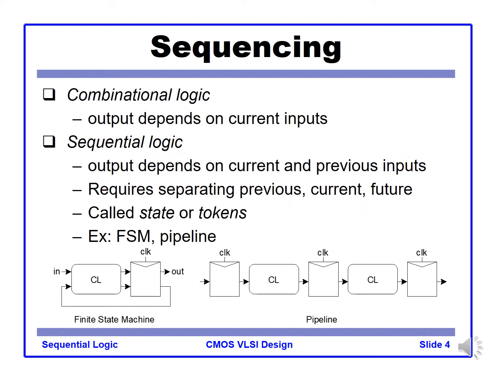So sequencing is different from combinational logic. In combinational logic, the output is only determined by the input, x and y, and that gives us the output. But in sequential logic, other than input, the output also depends on the current status. Depending on the current status, for the same input, you will get a different output, right?